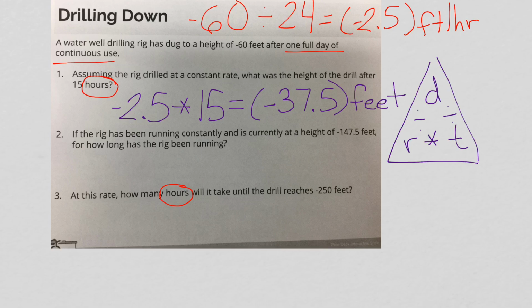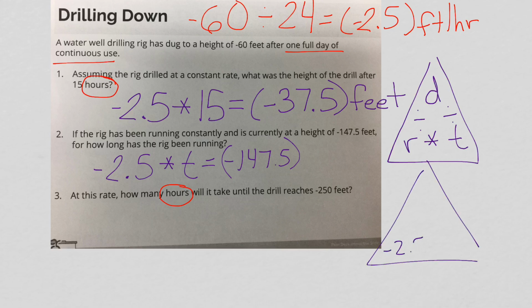If the rig has been running constantly and is currently at a height of negative 147.5 feet, for how long has the rig been running? So now we have the rate, which is negative 2.5. We do not know the time yet, so we're going to use a variable, and it equals the distance of negative 147.5. Okay, so if I put that into my fact family again, negative 2.5 times the time is equal to negative 147.5. So negative 147.5 divided by negative 2.5 is going to give you 59 hours. Now, because these are ratios, you can also still use a ratio table.